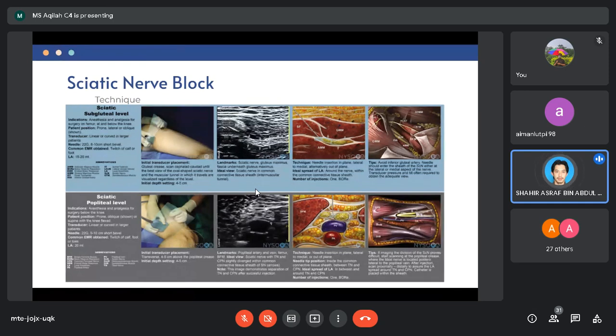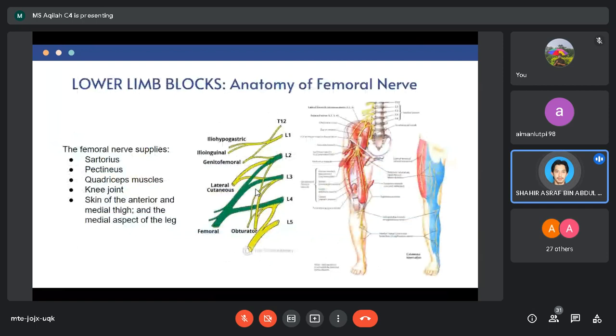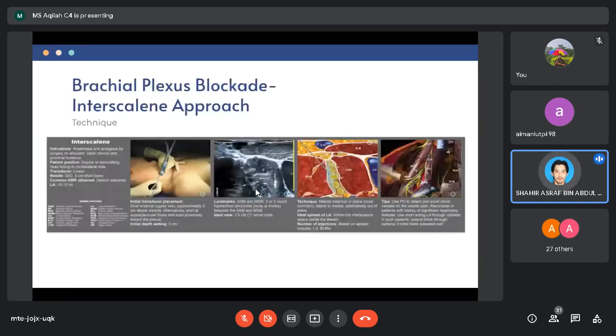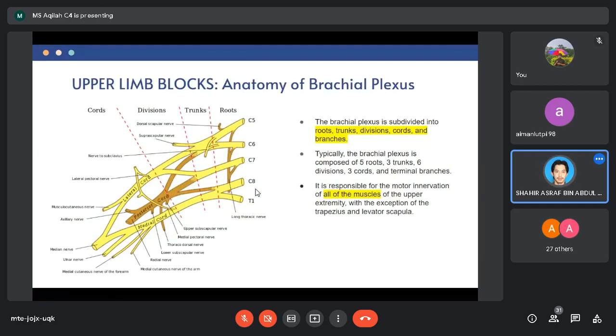In the brachial plexus, as the presenter explained, we can either block at the root, division, cords, or even the early part of the terminal branches. Here we can go interscalene, a bit lower, supraclavicular, and infraclavicular. Infraclavicular also has a medial approach, or another name, costoclavicular, and a bit lateral approach, the classic infraclavicular block. Then we can go at the axilla for axillary nerve block.